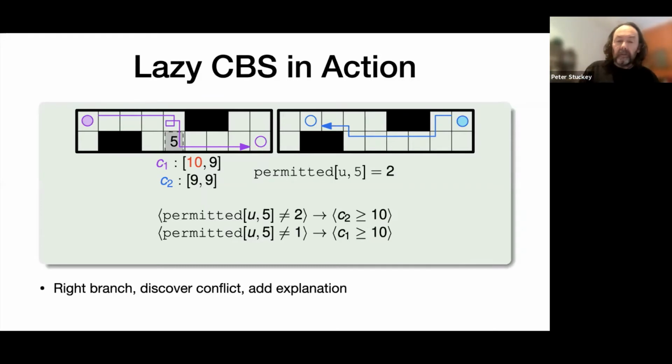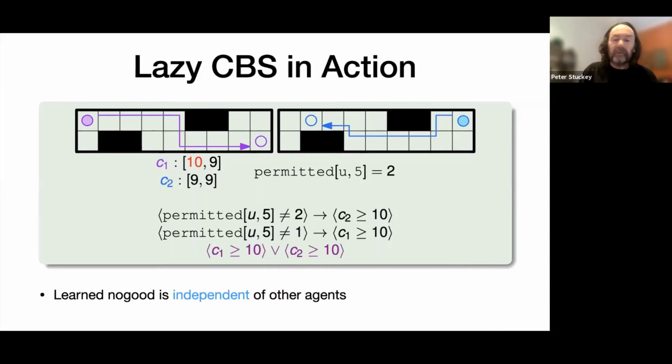And then we do some resolution on those 2 things, and we find that, okay, either C1 is greater than or equal to 10 or C2 is greater than or equal to 10. So we've learned a nogood that's independent of all the other agents, right? So we know that this is true. We didn't look at any other agents. We know that one of agent 1 and 2 has to take at least 10 to get to its target.